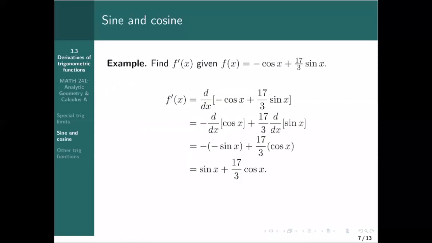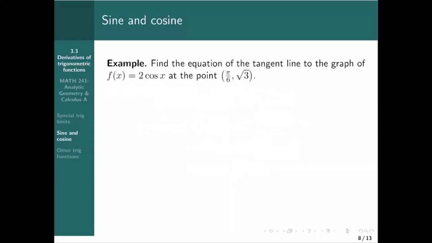And here is the same information, but typed. Now let's take a look at a second example. Let's find the equation of the tangent line to the graph of this function at the point pi over 6, square root of 3.